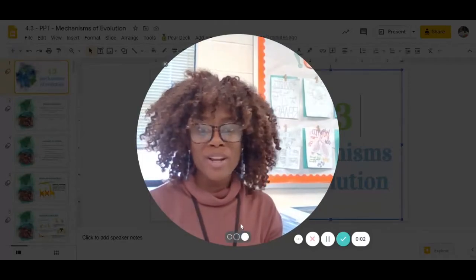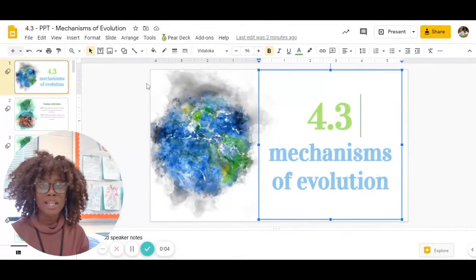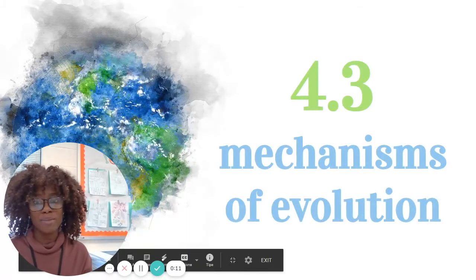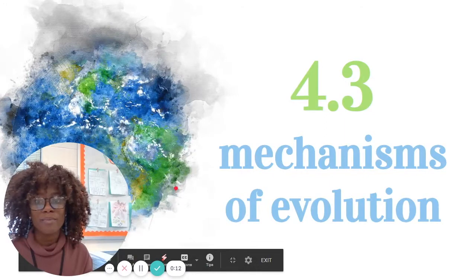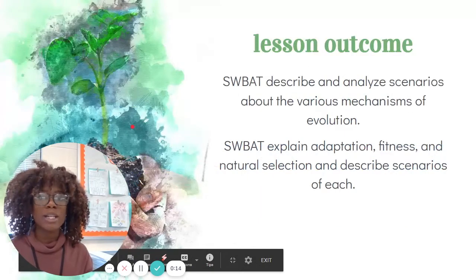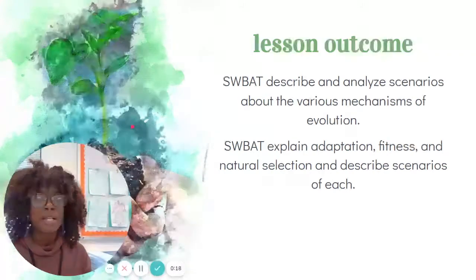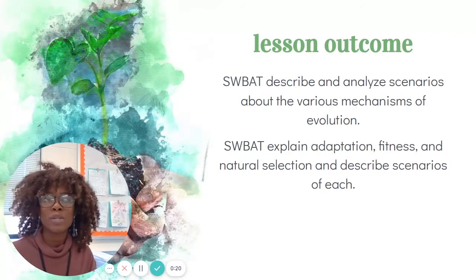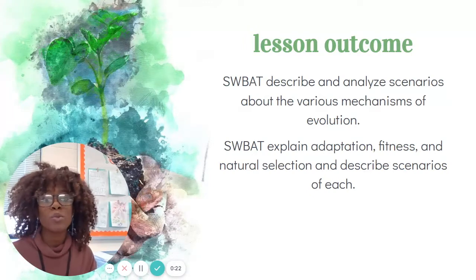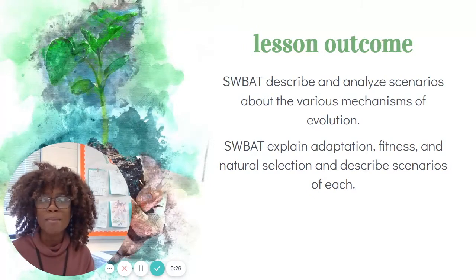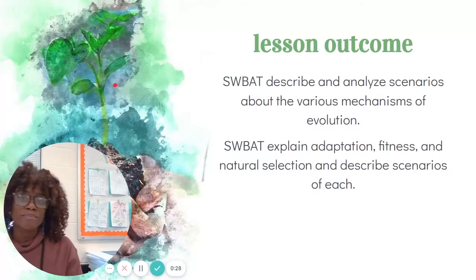So today we are continuing our discussion of evolution. So let's go ahead and get right into it. Lesson 4.3, mechanisms of evolution. Today's lesson outcome is that students should be able to describe and analyze scenarios about the various mechanisms of evolution. You should also continue to be able to explain adaptation, fitness, natural selection, and also be able to describe and understand scenarios of each.